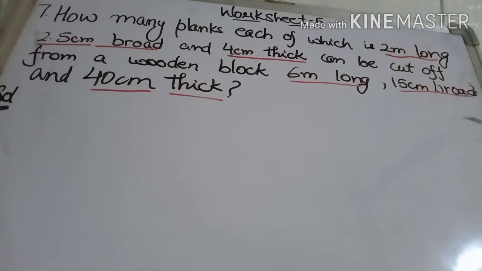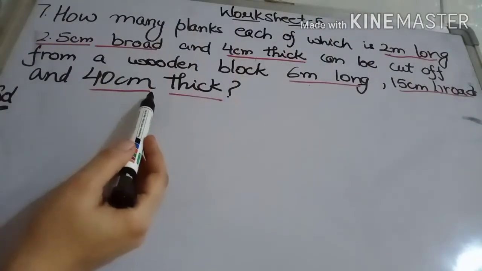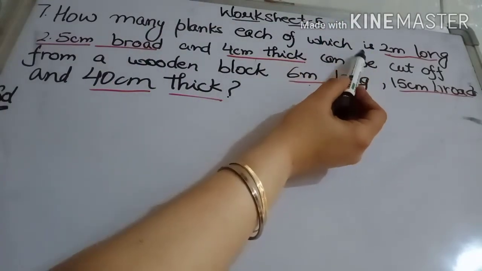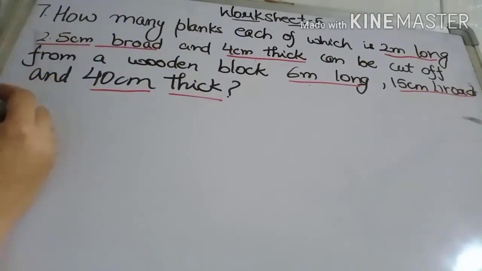First of all, beta, you should keep this in mind. Whenever you have to find the number of anything, you have to divide their volumes, either surface areas or volumes. Here we have to divide the volumes. We must find the volume of the wooden block and the volume of a plank, and then we divide and we get our answer. But before we divide, we must take care of the units. The units of the block are length in meter, breadth in centimeter, thickness in centimeter. Even here, length in meter, breadth in centimeter, thickness in centimeter. Let us convert the units and find the volume.